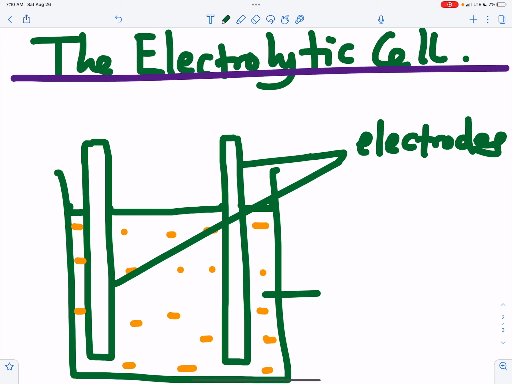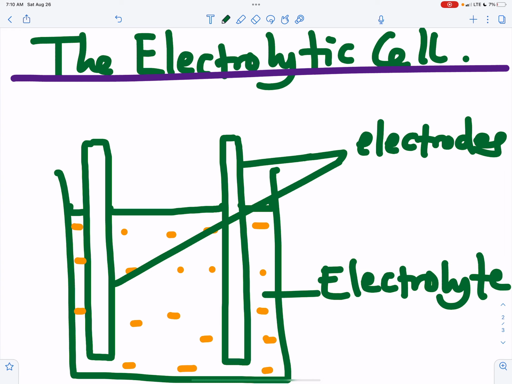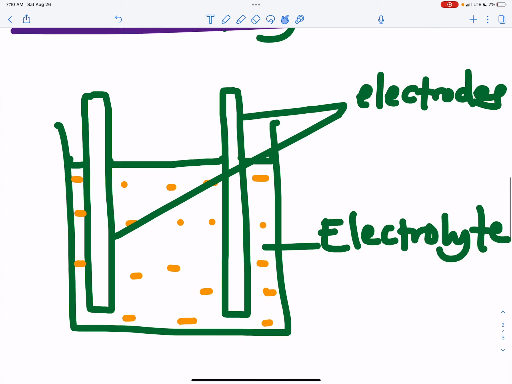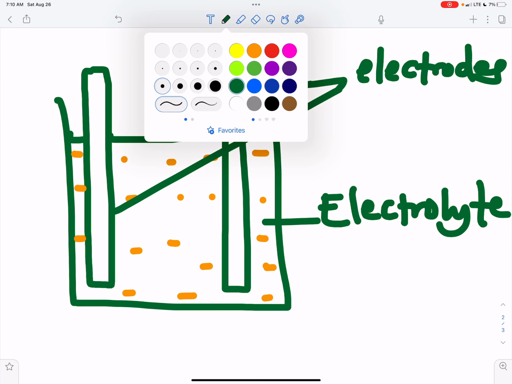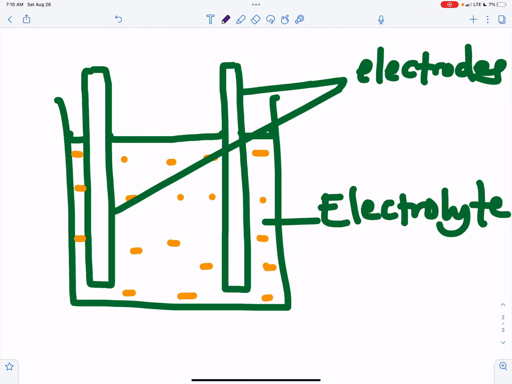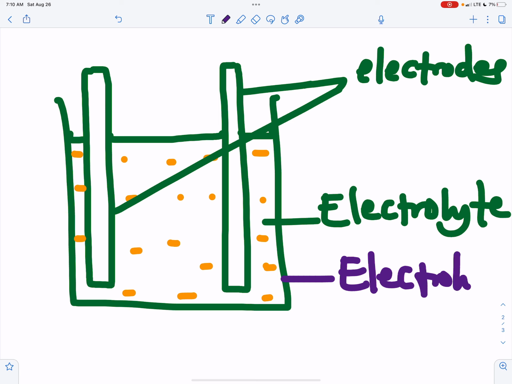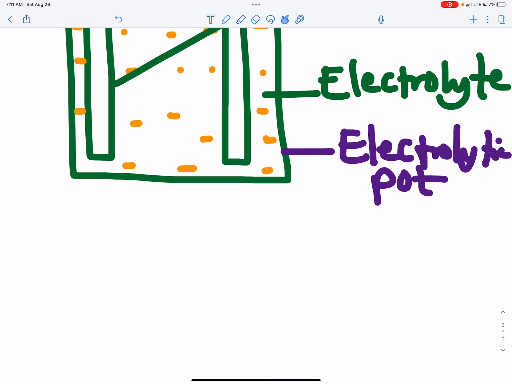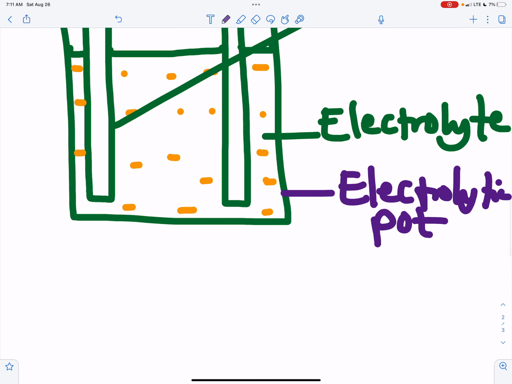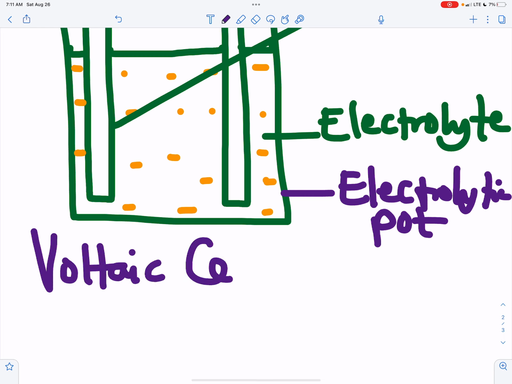This is the liquid called the electrolyte. That's the substance that we want to use electrolysis to split. Let me identify some more parts. This is called the electrolytic pot. This is sometimes called a voltaic cell.